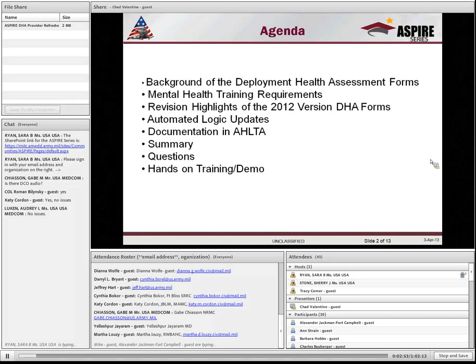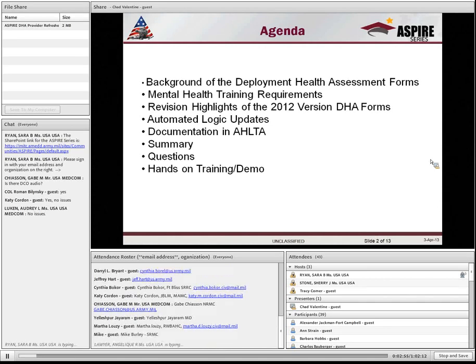We're going to go through some of the automated logic updates. And once again, this is also going to be hands-on. We'll actually go through the application so you can see them. I'm going to demonstrate how we can do the documentation of the deployer responses into ALTA. We'll go over a summary, answer any questions, and then we'll jump into MHA and do the training and the demo.